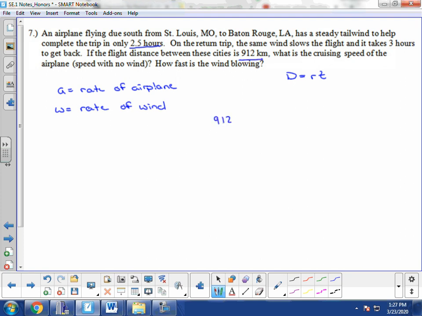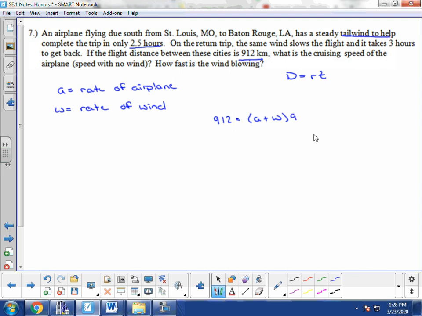So let's say going from St. Louis to Baton Rouge, that's 912. The time is 2.5 hours, but what's the rate? Well, there's a tailwind that's helping complete the trip. So the speed of the airplane and the tailwind together are pushing in the same direction. So the rate is actually going to be A plus W. They're adding together.